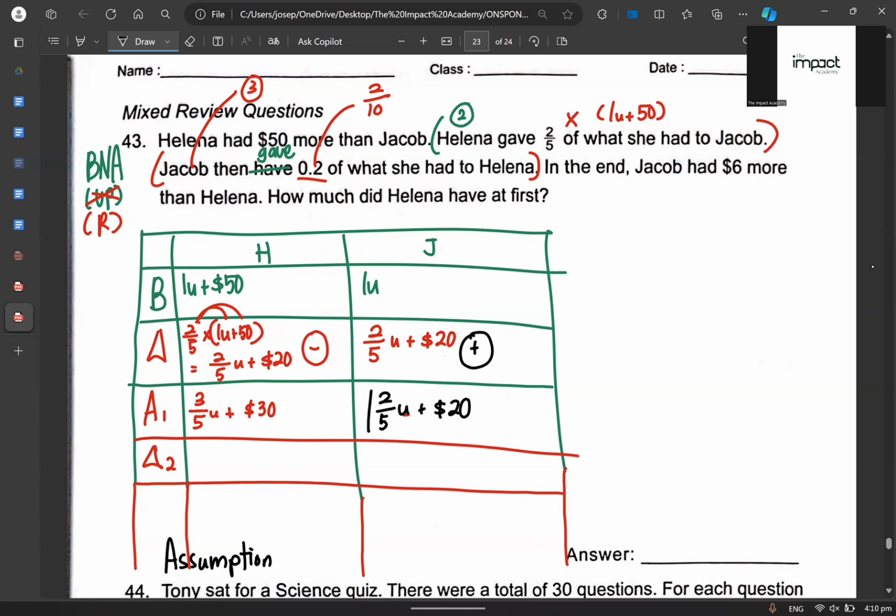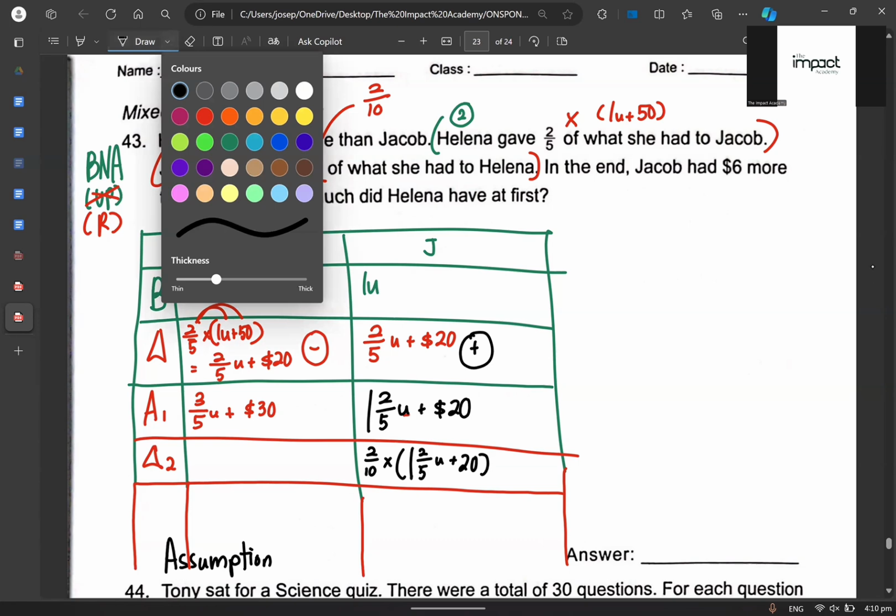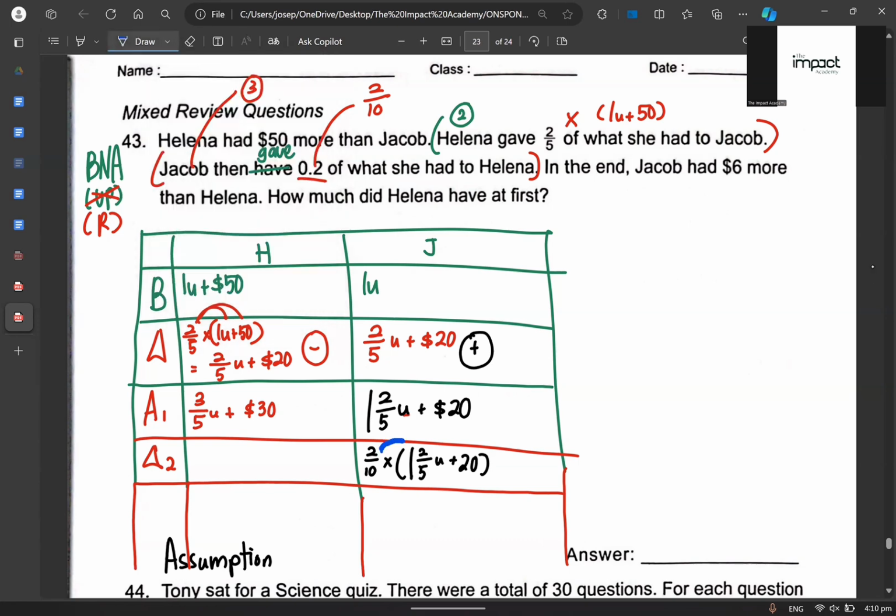So Jacob received already. Then Jacob says, okay, you know what, I'm going to give 2/10 times 1 2/5 units plus 20. Do you agree or disagree? You want to expand this part first. 2/10 times 1 2/5, you get 7/25 units plus 2/10 times 20, which is plus 4. Understand or don't understand? And this goes to Helena. Agree so far?